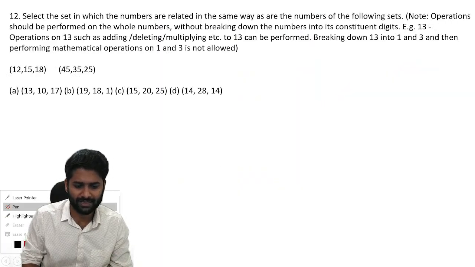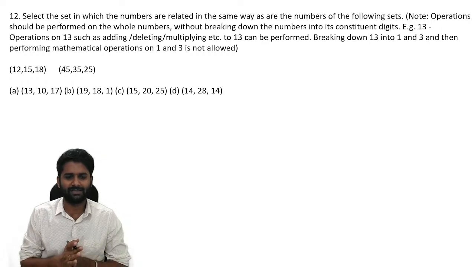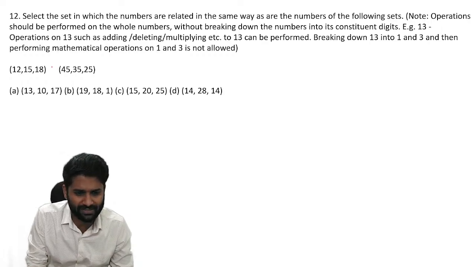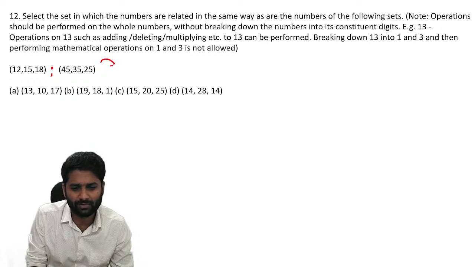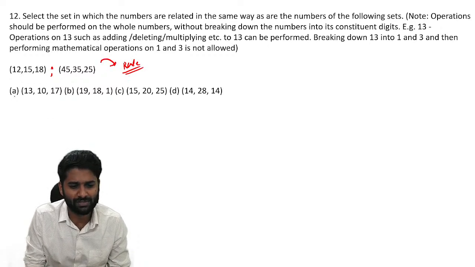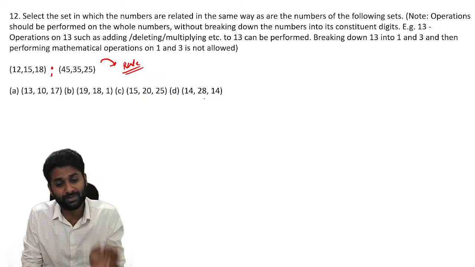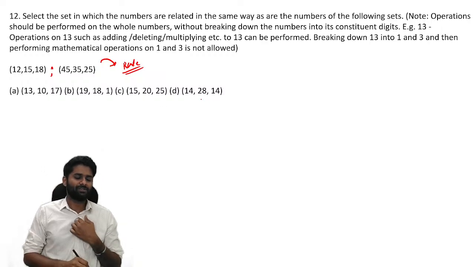Next, let's go for the next one. Guys, yes, we have two different sets, but they follow the same rule. Now you have to identify what kind of rule they follow, and one of the options must follow the same rule. Now, what is a suitable option?